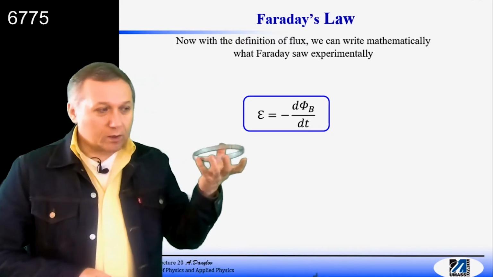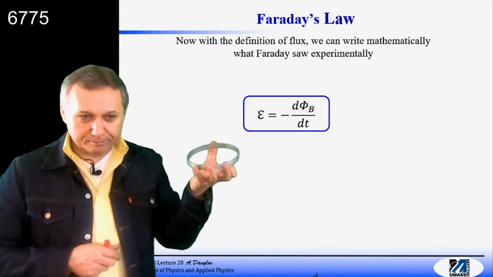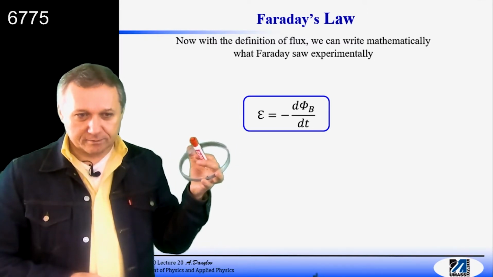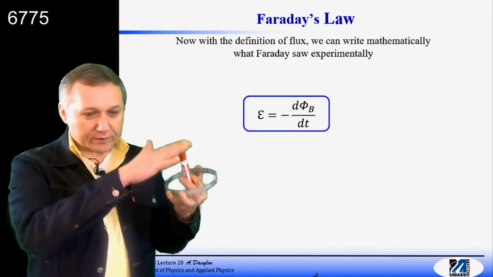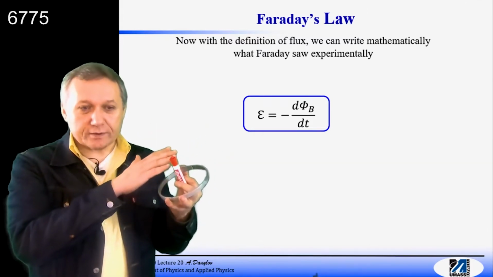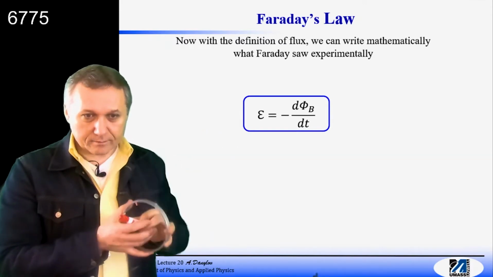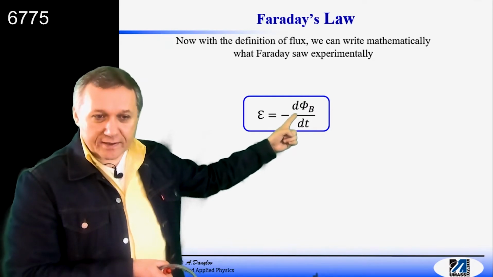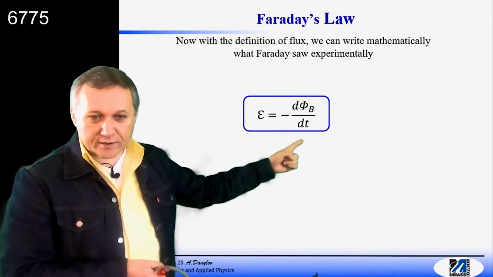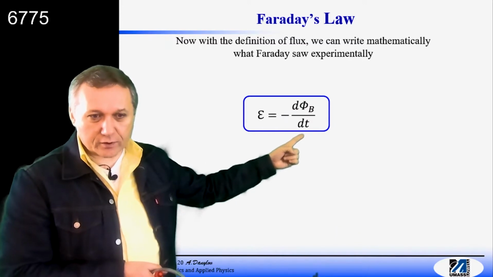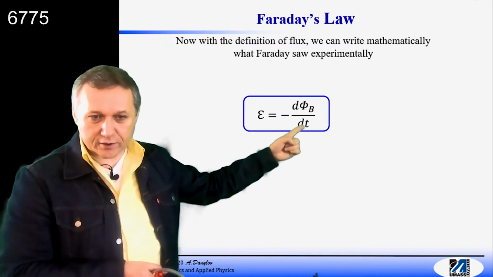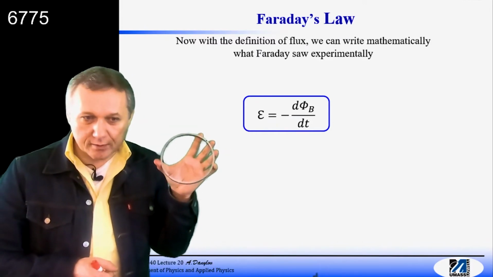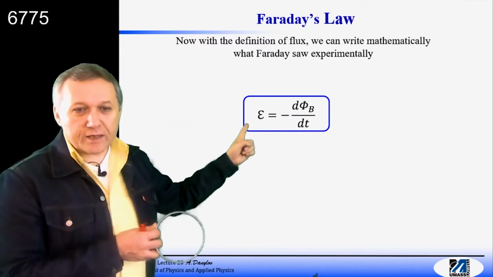Okay, so let's assume that we have a conducting loop which is exposed to some external magnetic field. So there is a magnetic field, there is a loop, of course, there is a magnetic flux. If this magnetic flux changes in time, the derivative in time is not zero, then in this loop, somehow, mysteriously, there will be EMF produced.